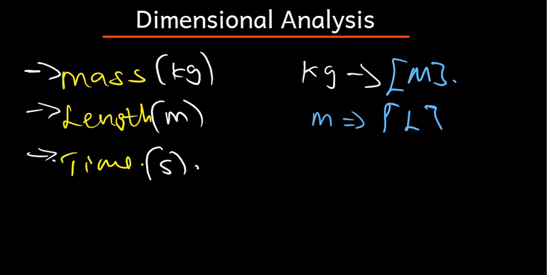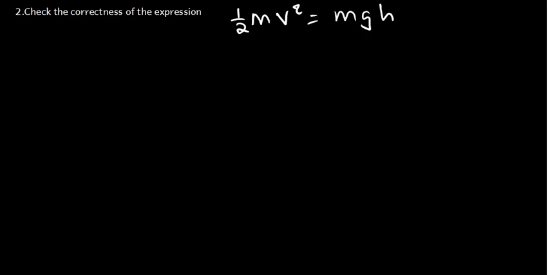Okay, so we have the next question. They are saying check the correctness of the expression. So we have to check if the units match on the left hand side and the right hand side. What we normally do here is we ignore the constant. So we are going to compare using this. We know that m is mass, so mass is in kgs.